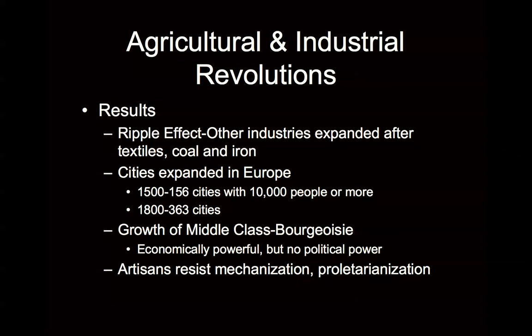Another consequence of the Industrial Revolution was the growth of a middle class, or what's known as the bourgeoisie. These were an economically powerful group that made their money from the Industrial Revolution, but they didn't have any political power. And this was the group that would push for more and more liberal reforms and democratization as the years would go by against absolute monarchs.